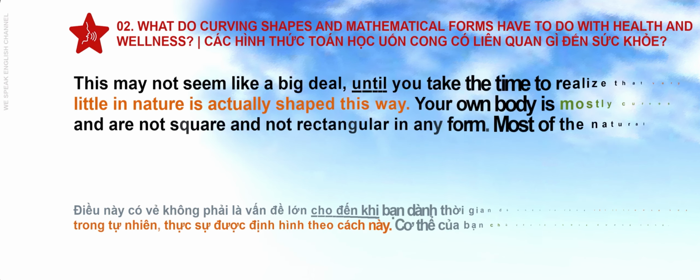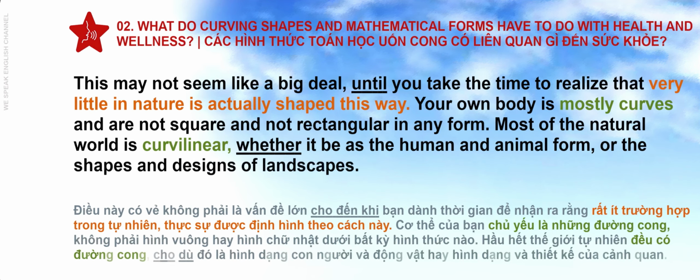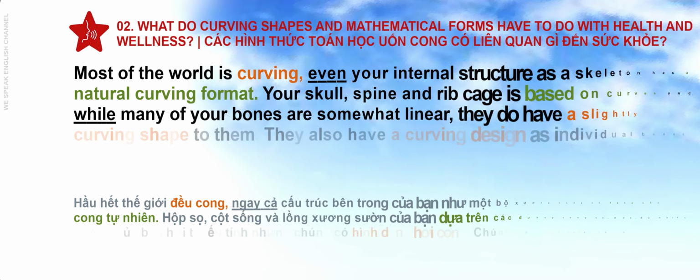This may not seem like a big deal until you take the time to realize that very little in nature is actually shaped this way. Your own body is mostly curves and is not square and not rectangular in any form. Most of the natural world is curvilinear, whether it be the human and animal form, or the shapes and designs of landscapes. Most of the world is curving.